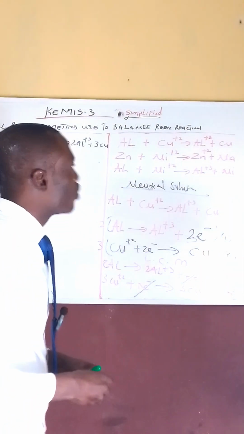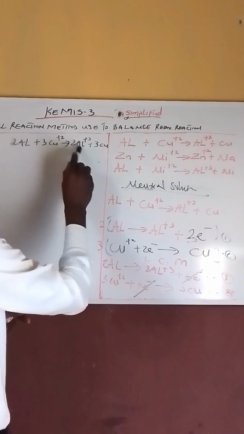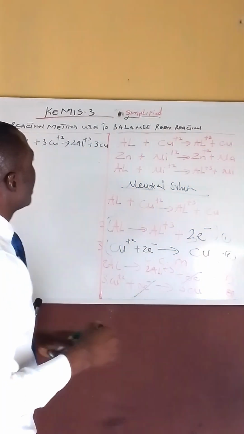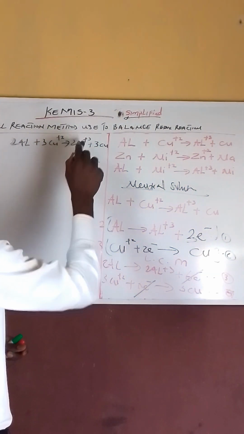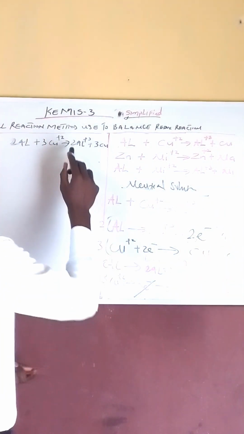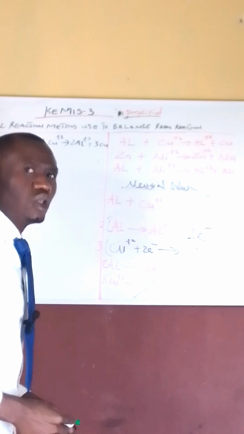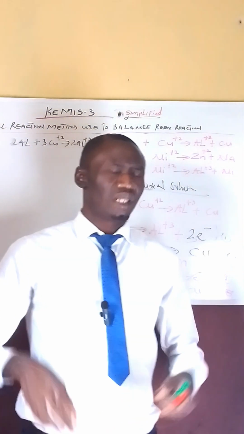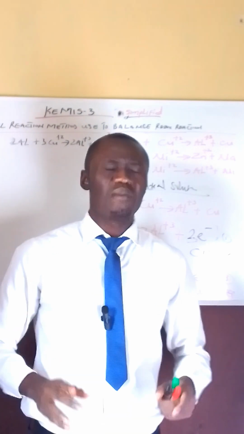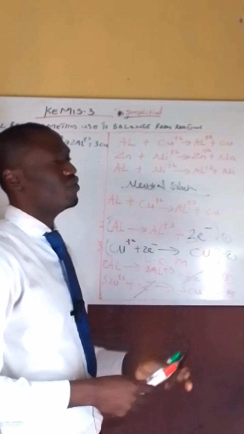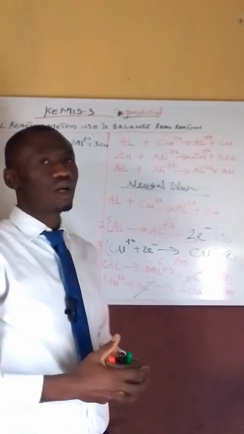Now let's check whether the equation is balanced. I have 2 aluminum here, 2 aluminum here. You see that? I have 3 copper here, 3 copper here. Now I have the charge. This is plus 2, this is plus 3. But 3 times 2, is it not 6? Now 2 times 3, is it not 6? You notice that what we are doing here is that the ions, the atoms, the particles, the elements, everything is balanced. Now you can pause the video and try out the next question.